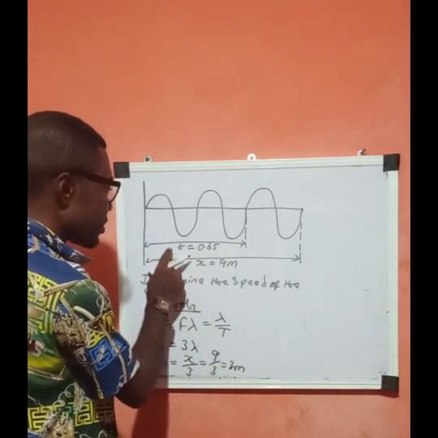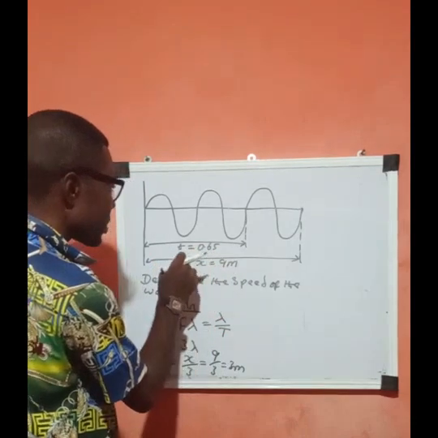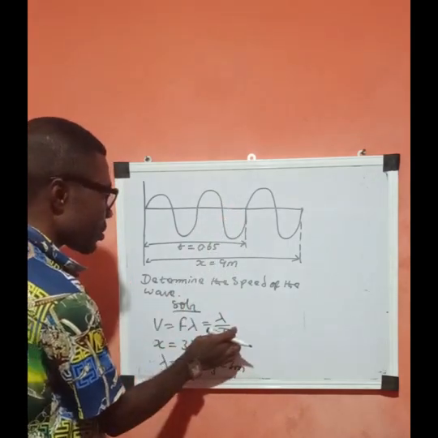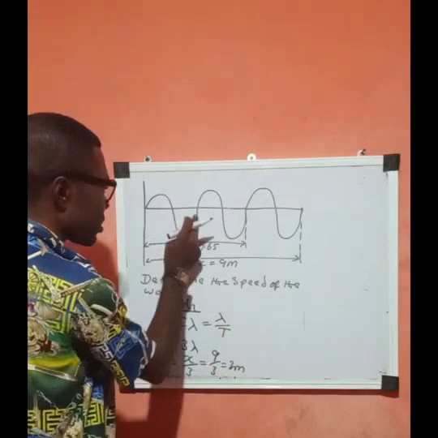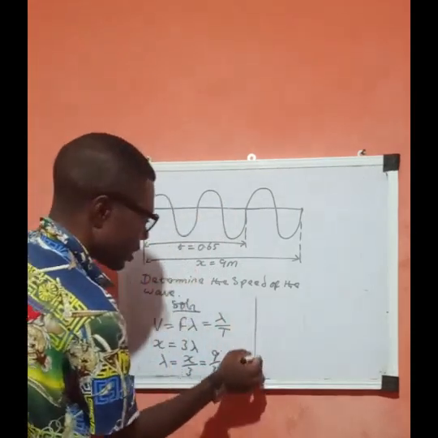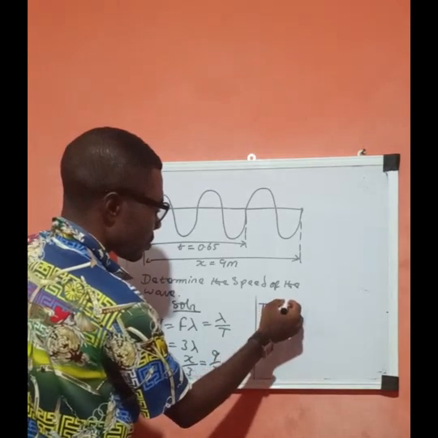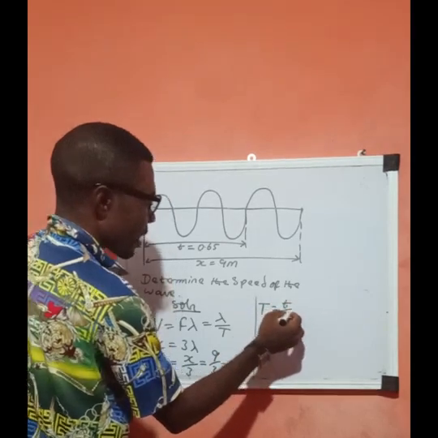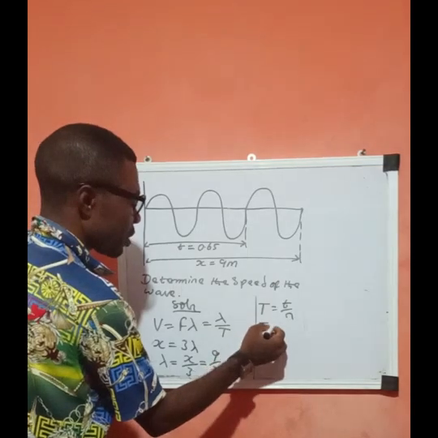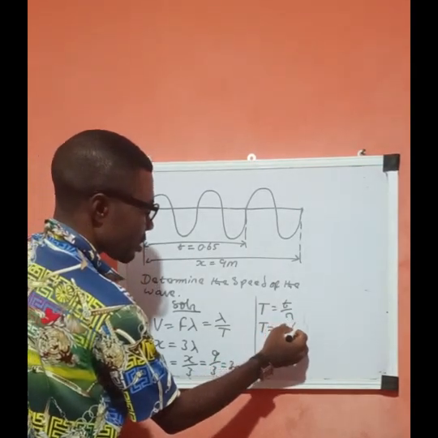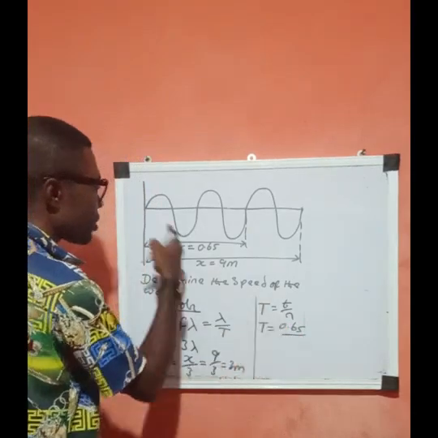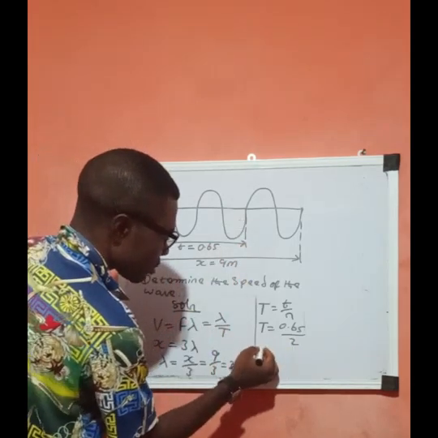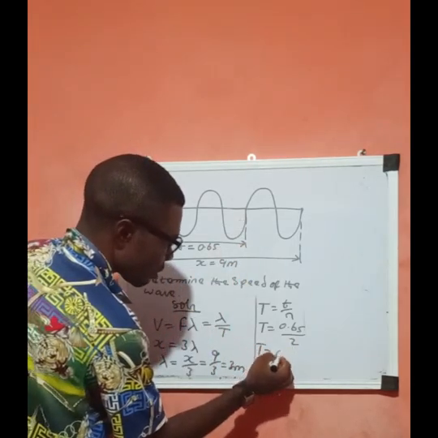If this time t, 0.65 seconds, is for 2 cycles or 2 wavelengths, we know that the period is the time taken to cover 1 wavelength or 1 cycle. So the period is equal to time over number of cycles, where the time we have here is 0.65, and the number of cycles or wavelengths we have for this time is 1, 2. So we divide by 2.